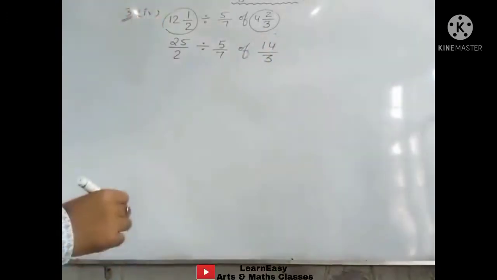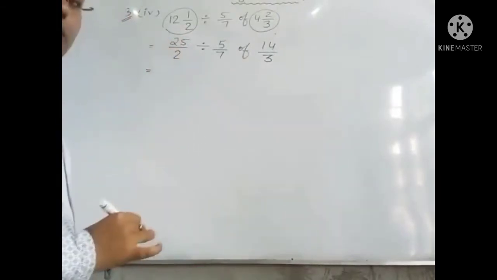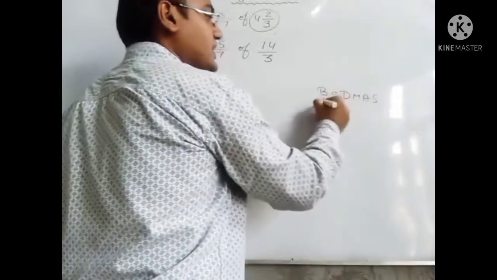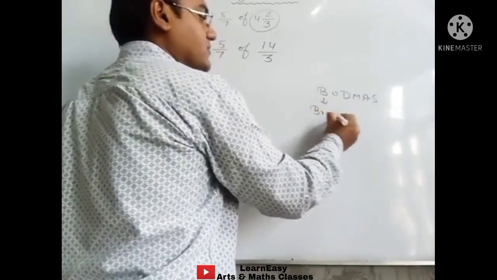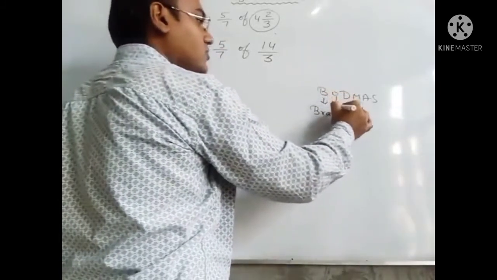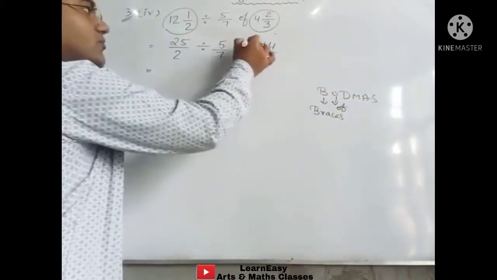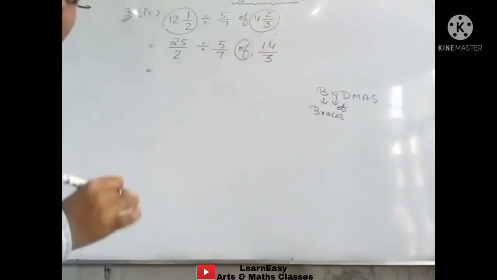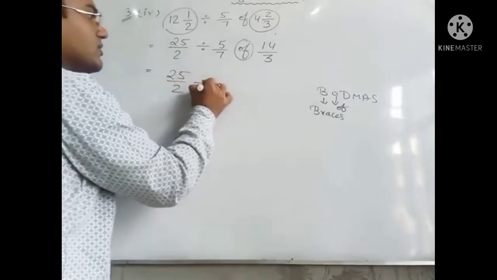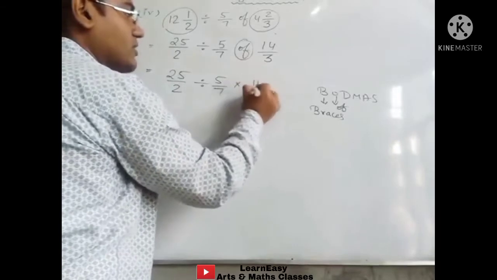Now after converting these two mixed fractions, what will we do? BODMAS we have to apply here. BODMAS. B stands for bracket or braces we can write. So here no bracket is given. Next is off. Off is coming here in the question. So what will we do? This off we have to solve first. Off means multiply. So in place of off, we have to take the multiply sign. Instead of off, we will write multiply. We will put here a multiply sign.